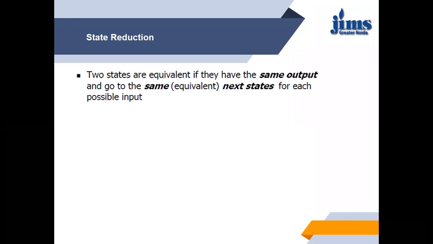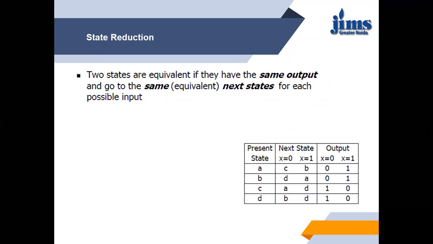So how are states reduced? Two stable states are equivalent if they have the same output and go to the same equivalent next state for each possible input. Suppose this is a state table. We have four stable states A, B, C and D. This is the next state for x equals 0 and x equals 1, and the output for x equals 0 and x equals 1.